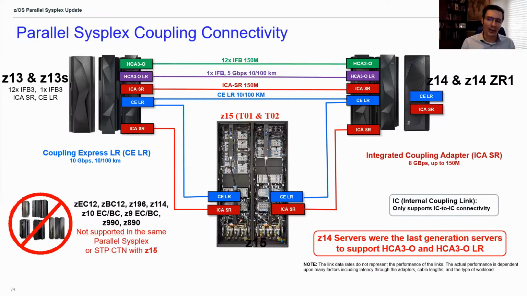You can creatively still use InfiniBand links as long as you're connecting Z13s to other Z13s or Z13s to Z14s, with the Z14 not being the ZR1. The ZR1 only supports the same things as the Z15, which is just the ICA SR and the CE LRs. But if I arrange my Sysplex in such a way that the links between Z13 and Z14 can still use InfiniBand, I still have that capability, but I cannot use InfiniBand on the Z15.